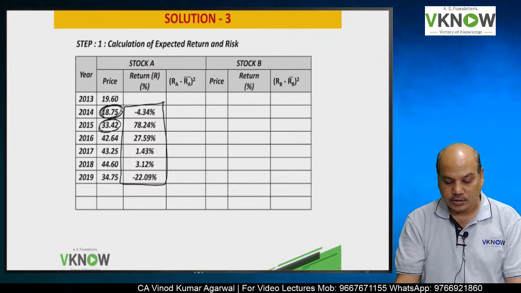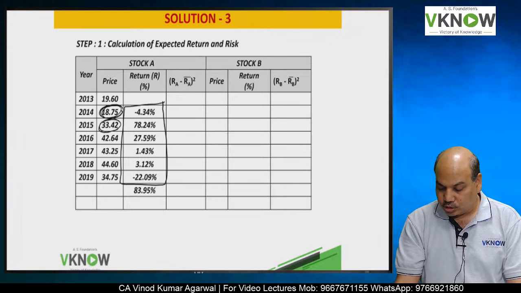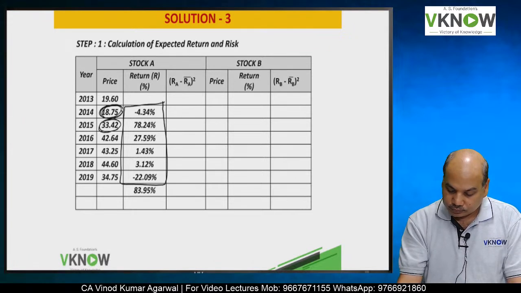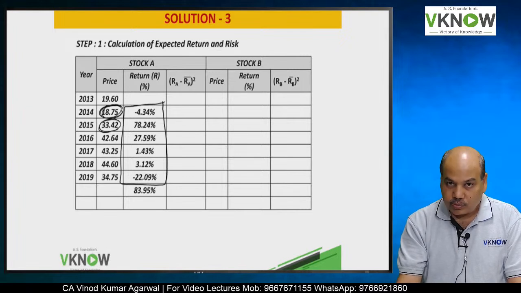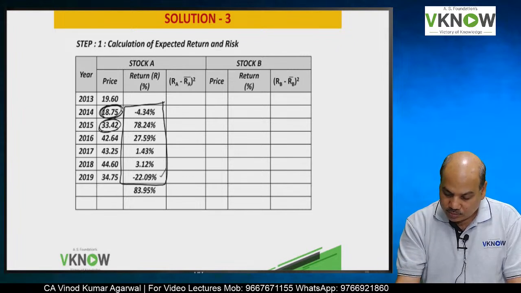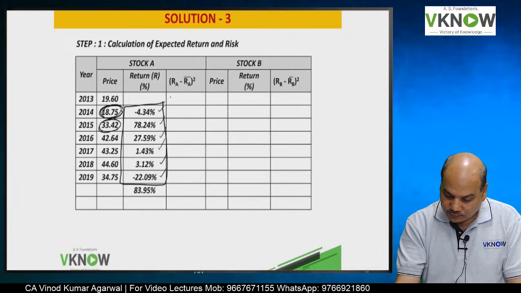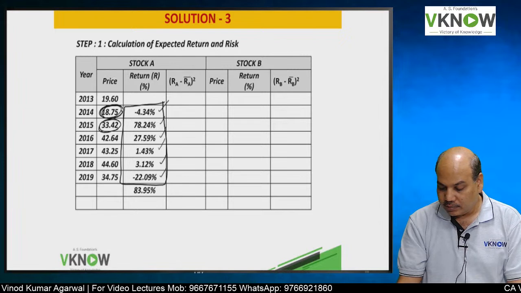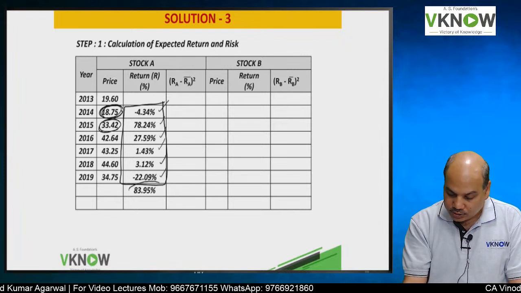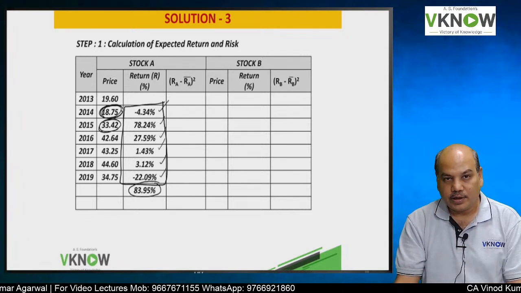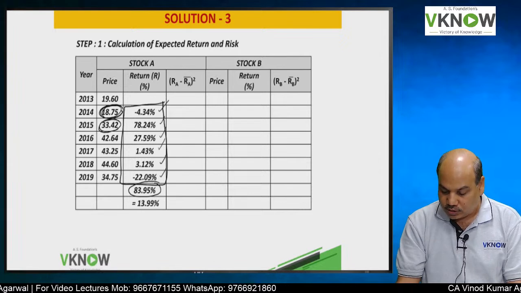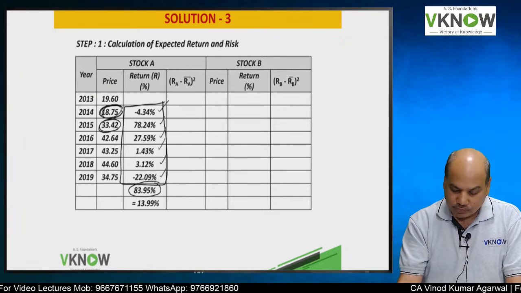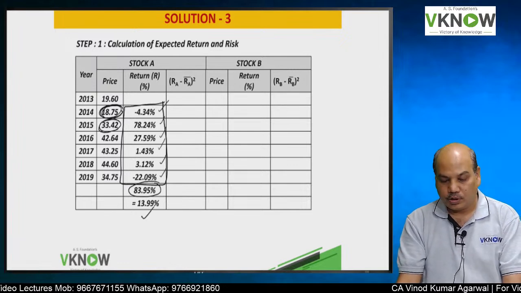Take total of this. This will give you total 83.95%. Because we have to just compute simple average. How many numbers we have taken? 6 numbers. Now divide by 6. 83.95 divided by 6. So the answer is 13.99%. You can write 14% if you want.